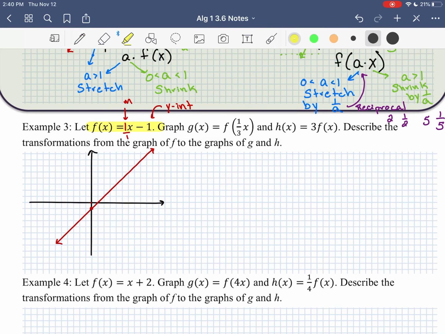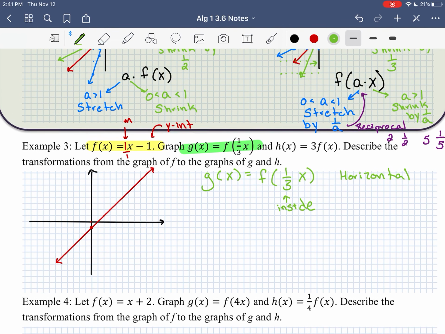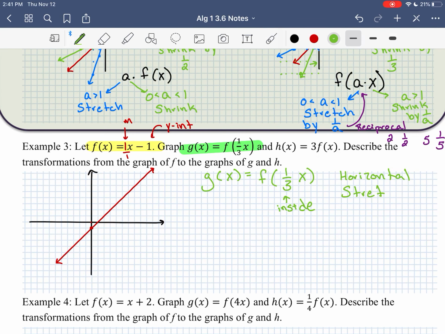Okay, so now let's do this first part. We want to graph g of x, and g of x is equal to f of 1/3 of x. So this 1/3 is inside. So since it's inside, that tells me it's going to be horizontal. So horizontal works backwards. That number is small, so that tells me it's going to be a horizontal stretch because it works backwards. It's going to be a horizontal stretch by a factor of 3.